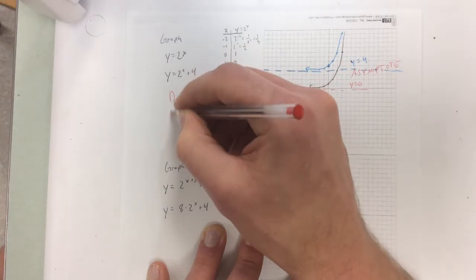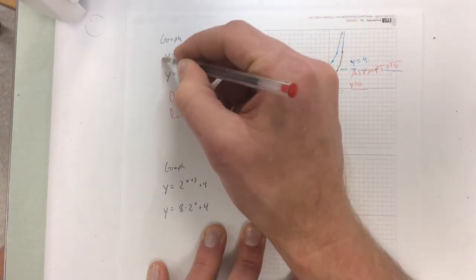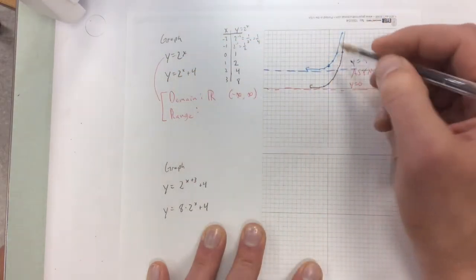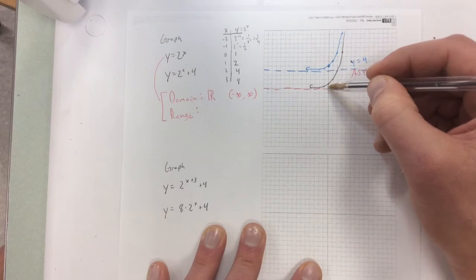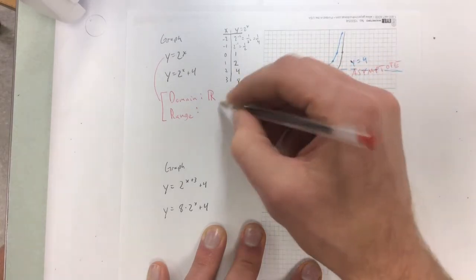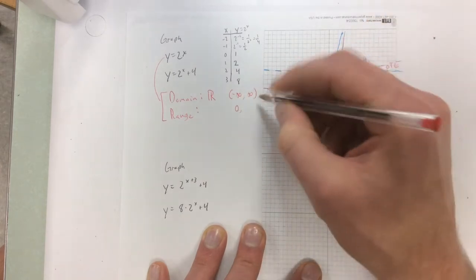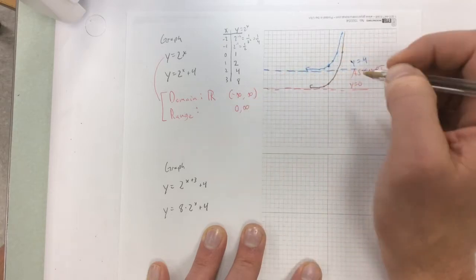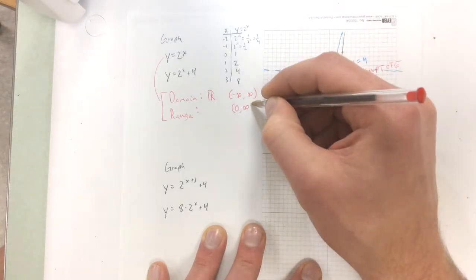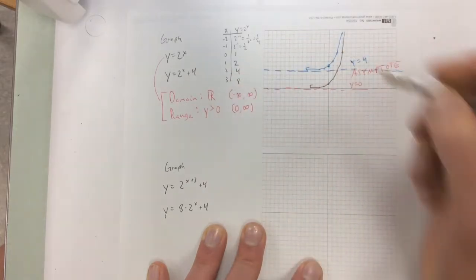The range of our original one right here, well, it never quite equaled 0, but we got really, really close. So we have all numbers from 0 all the way up to infinity, but never quite touched 0, so we're not going to include that. Soft brackets there. Or you can also say y is greater than 0.